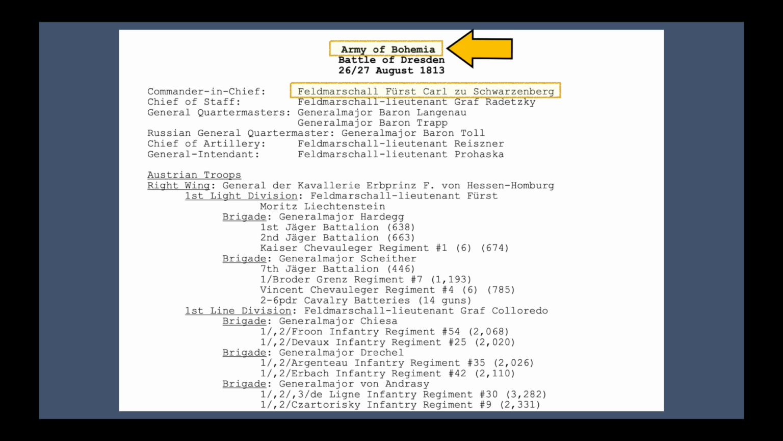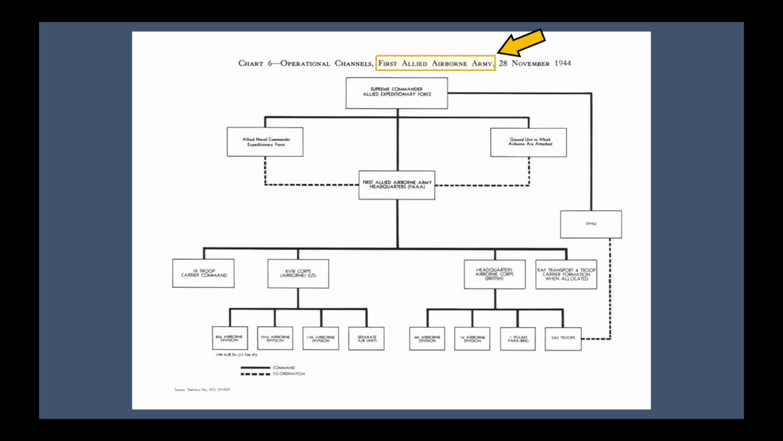If you have several field armies, distinguished from each other using numbers, then by convention, in English at least, these numbers should be written out in full, instead of using Arabic numerals. This doesn't really apply in the case of the Napoleonic period, but for World War II, for instance, you'd see the 1st Allied Airborne Army here as an example.